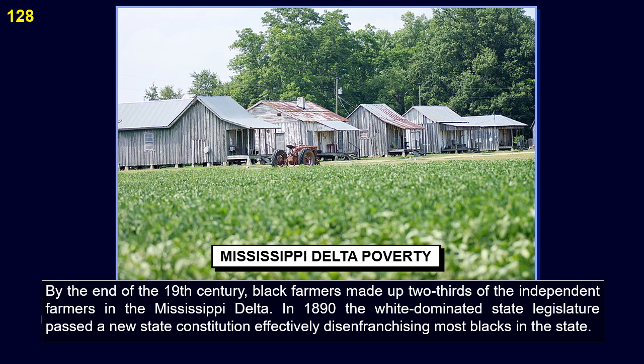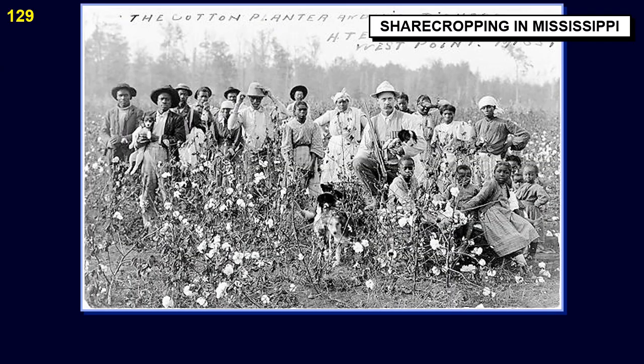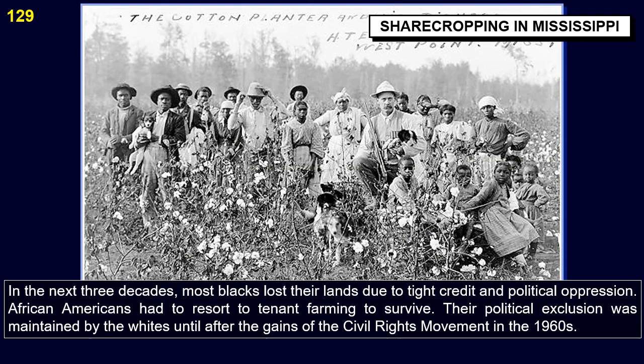Mississippi Delta. In 1890, the white-dominated state legislature passed a new state constitution, effectively disenfranchising most blacks in the state. In the next three decades, most blacks lost their lands due to tight credit and political oppression. African Americans had to resort to tenant farming to survive. Their political exclusion was maintained by the whites until after the gains of the civil rights movement in the 1960s.